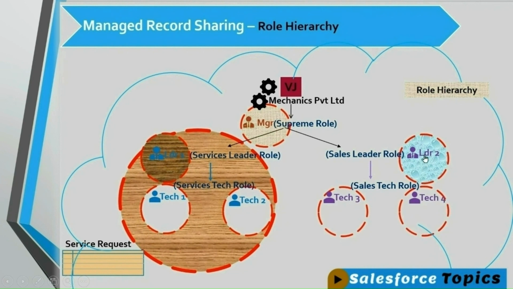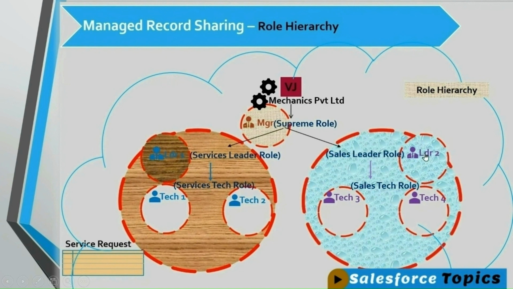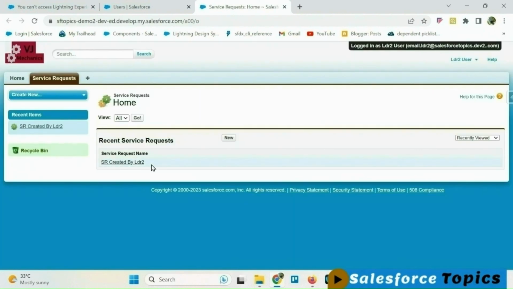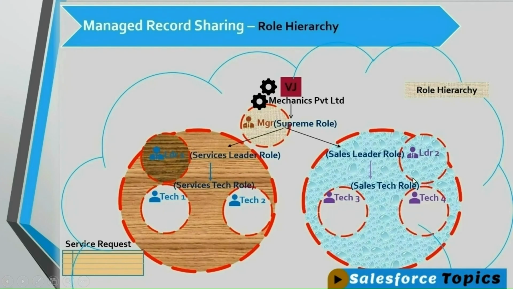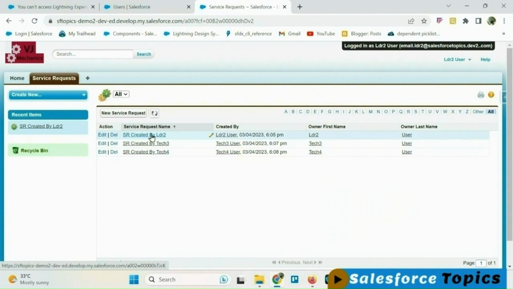Now let's log in as LDR2 and see what records he has. He should have 3 record accesses, and since his subordinates have created those records, he should have the complete access on them. I am logging in as LDR2 and clicking on all the records to see all the records. He is able to see his own record as well as Tech3's and Tech4's because he is the user above Tech3 and Tech4. By default, since he is the owner of the LDR2 record, he will have the complete access.